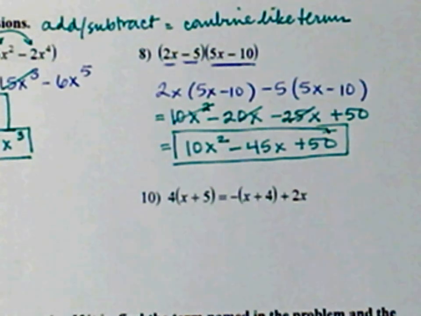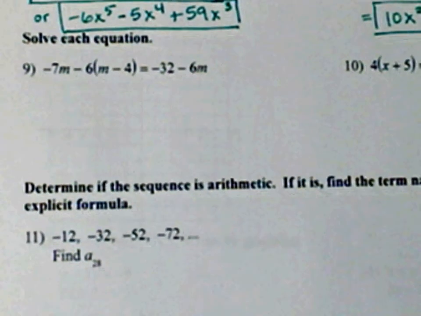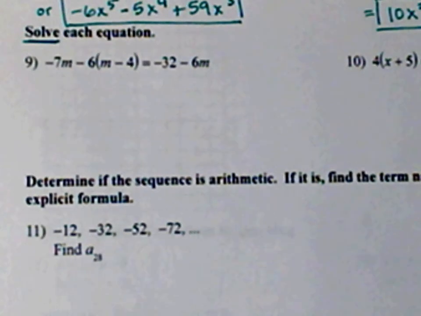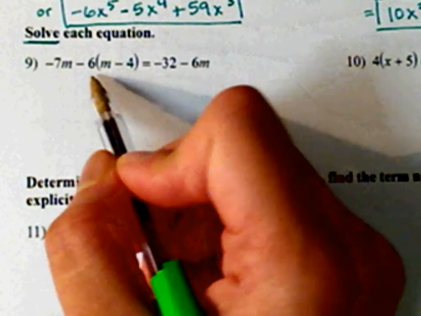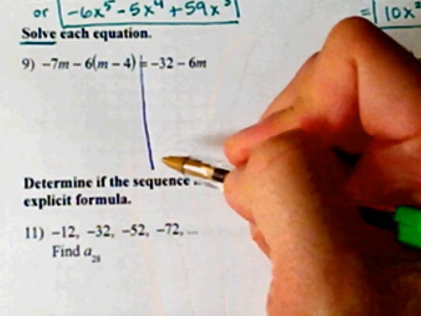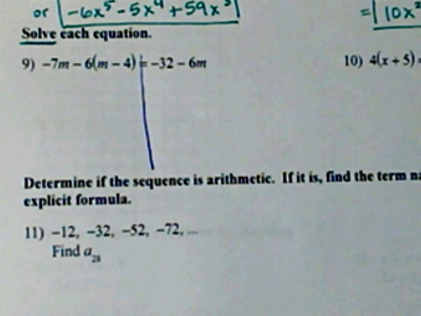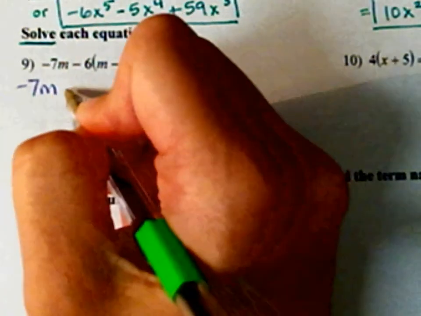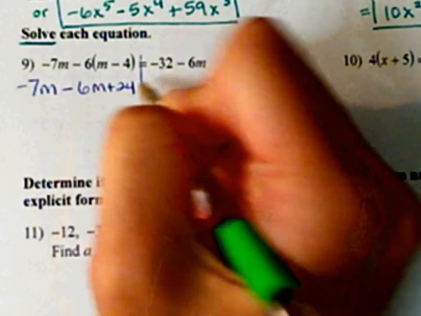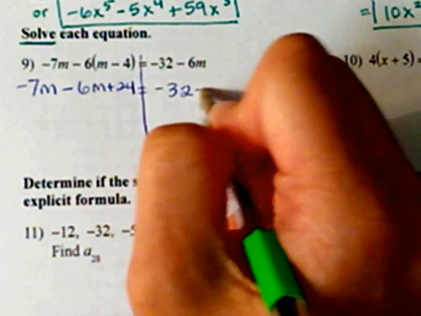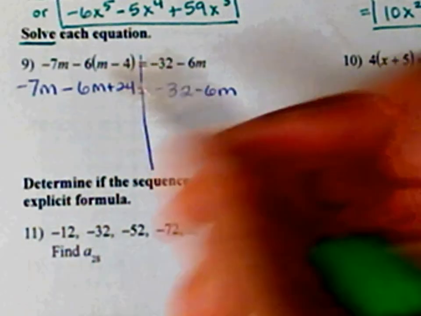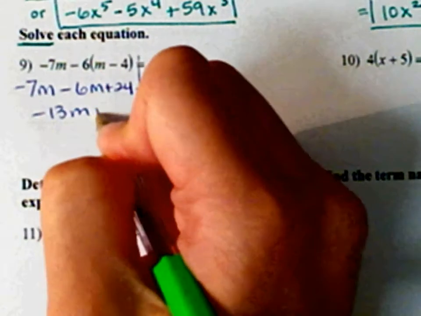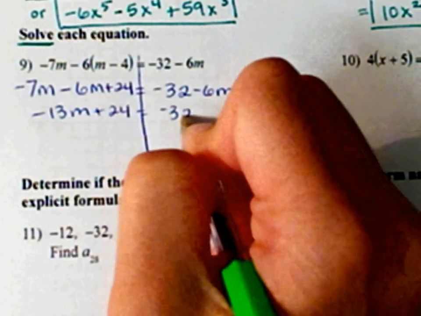Next problem. Number 9. This time the key word here is to solve. So in order to solve, I'm going to separate my left from my right. Okay? Now if you take a look, you got a set of parentheses right here. We need to distribute that first. Negative 7m minus 6m plus 24 equal negative 32 minus 6m. Okay. Combine your like terms on the same side. Negative 7m minus 6m is negative 13m plus 24 equals negative 32 minus 6m.